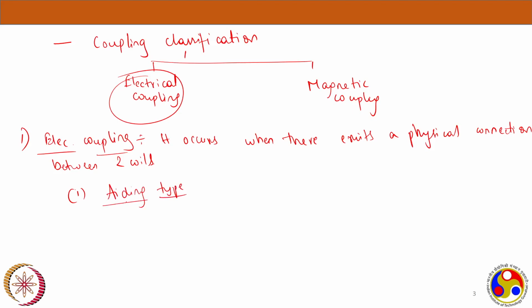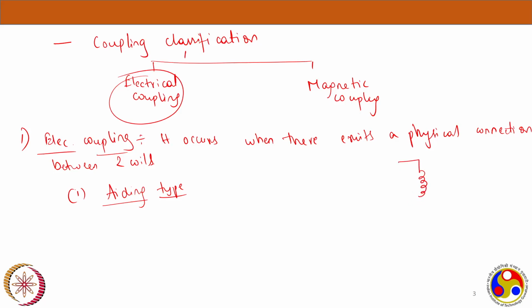You can guess what the meaning of aiding is. Aiding means you are adding to someone, going along with it, not in the opposite way. So that's what we call an aiding type. Now we will see a circuit, and I will tell you how it is an aiding circuit.